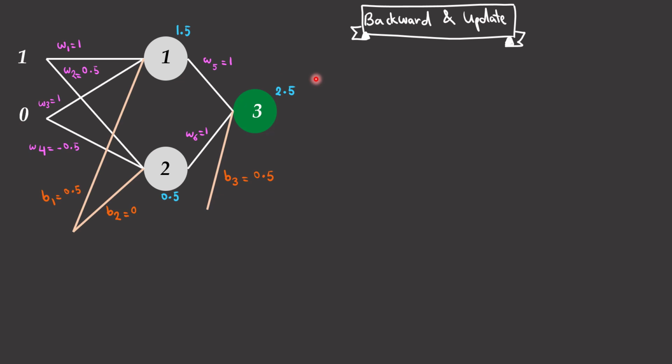So in order to do the backward pass and also update these weights, first of all, we should calculate the partial derivative of each of these weights. So for example, let's talk about W5. You can see that we should calculate the partial derivative of the loss function with respect to W5. In order to do so, we can see that the loss function is equal to this term, which is y hat minus y to the power of 2.